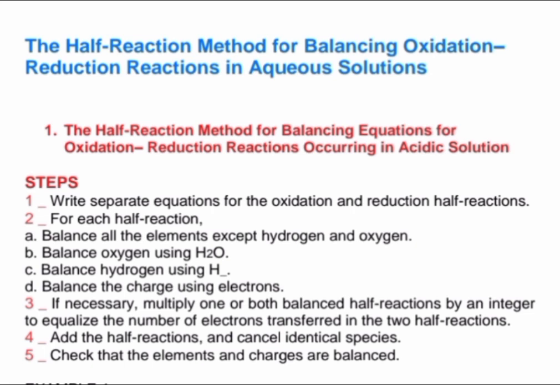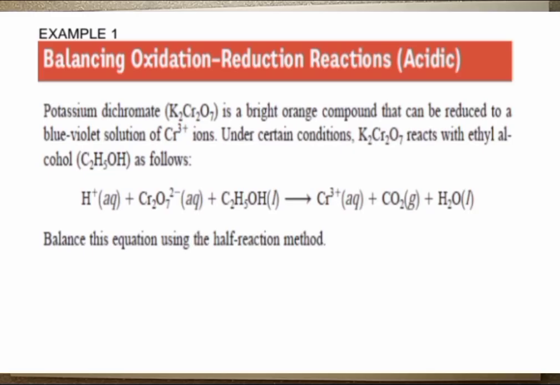Step 3, if necessary, multiply one or both balanced half reactions by an integer to equalize the number of electrons transferred in the two half reactions. This is just a reminder that the electrons lost should be equal to the electrons gained in a chemical equation. Step 4, add the half reactions and cancel identical species. Number 5, check that the elements and charges are balanced. Then you're done. So we'll quickly go into an example.